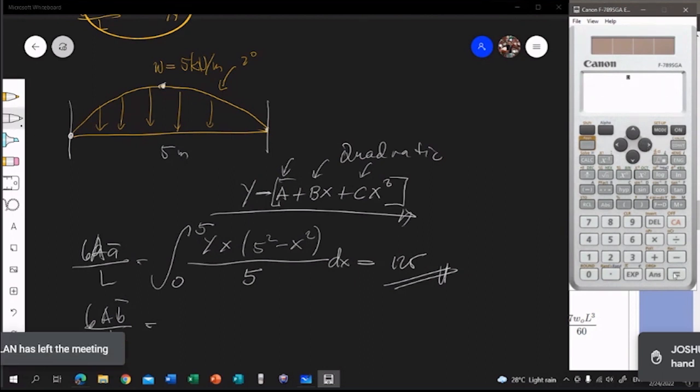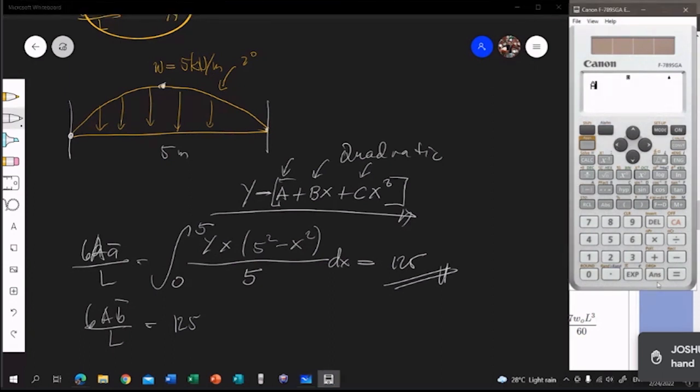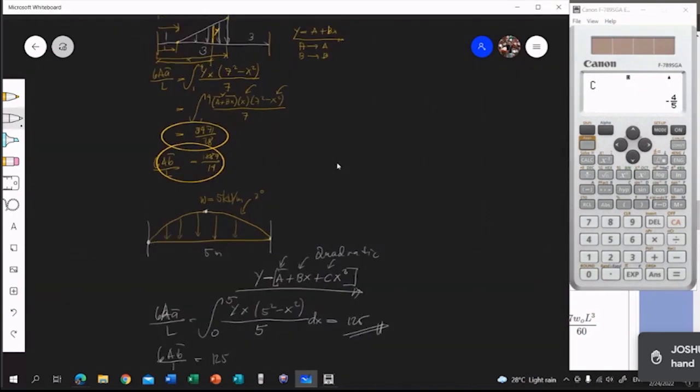So 6 B B bar is also 125, obviously, because it is symmetric. I solved it: A is 0, B is 4, C is negative 4 over 5. Okay? Any question before we draw? None yet. Okay, let's proceed.